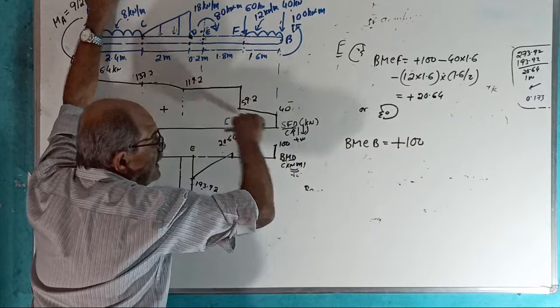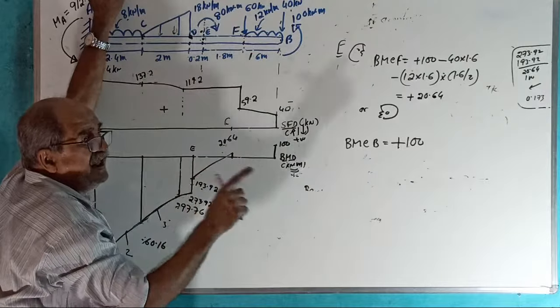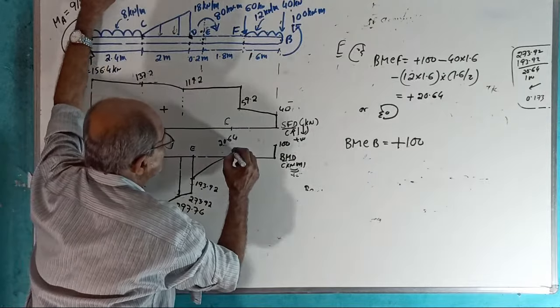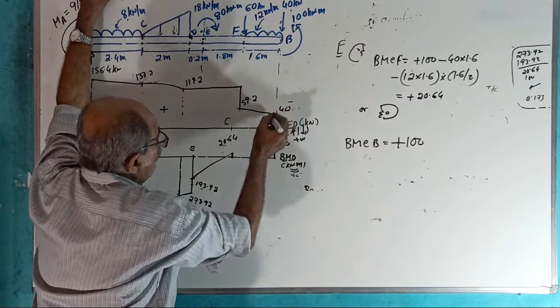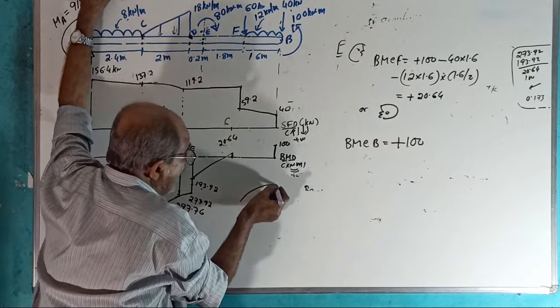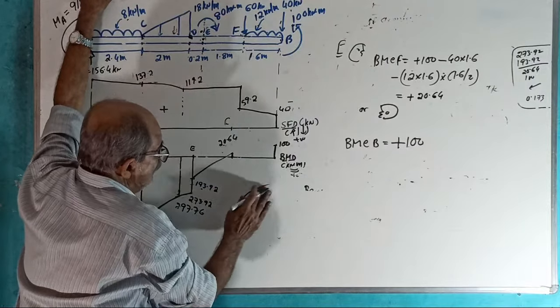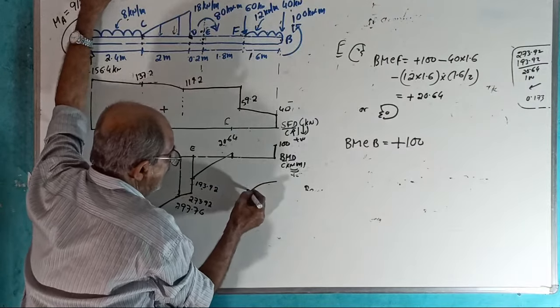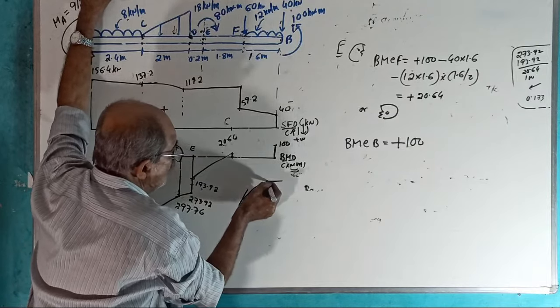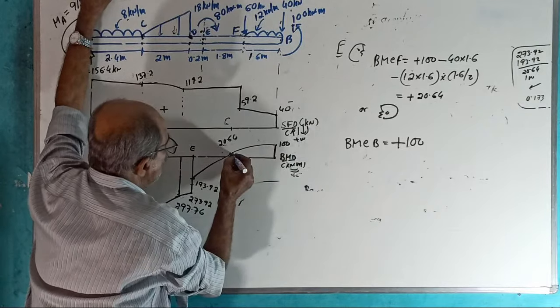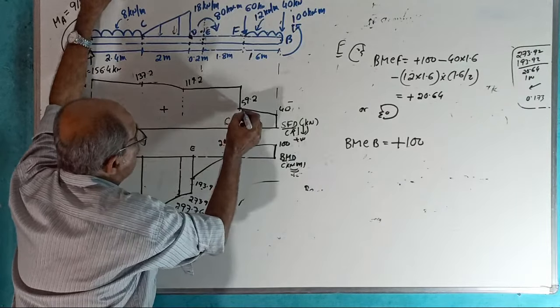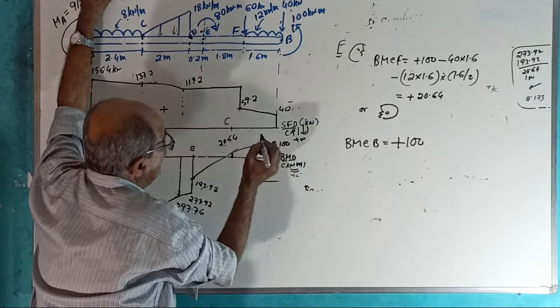Shear force is decreasing. Shear force decreasing means slope should decrease. And when you reach here slope is 59, here slope is 40. Curve should be like this. Why? Because here more slope, there less slope. Therefore, this way. Here slope is how much? 59.2. Here slope is lesser, 40.